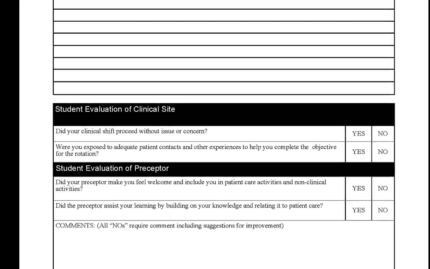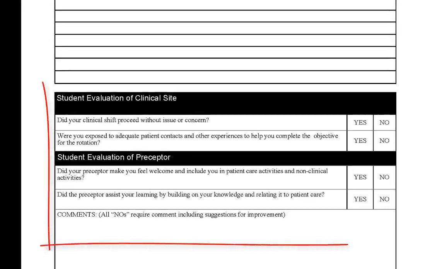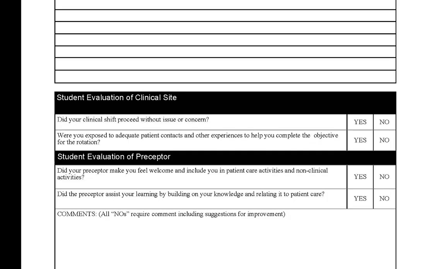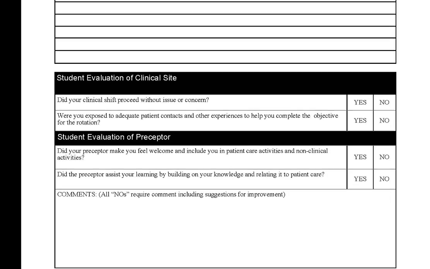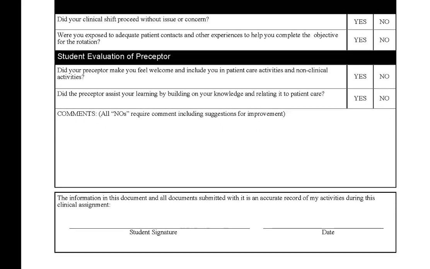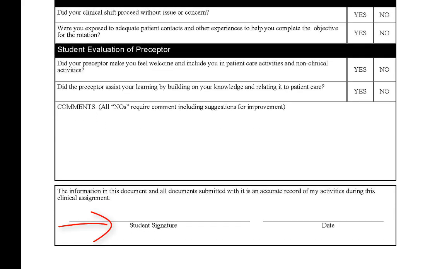We also ask that you complete an evaluation of the clinical site and your preceptor. If there are any areas of concern, please let us know. All of the clinical sites want to provide a great learning experience, so if there are problems, we can work on them to make changes or improve those for future rotations. The very last part of the form is your signature. By signing this when you submit it, you're saying that what you've submitted is accurate, complete, and truthful.